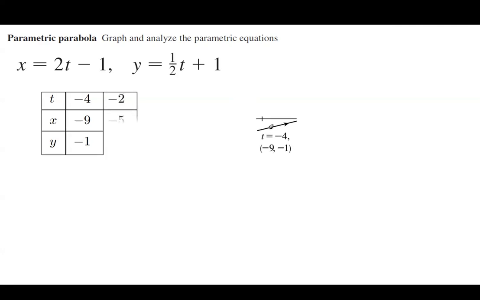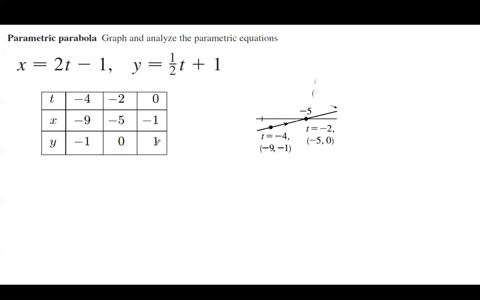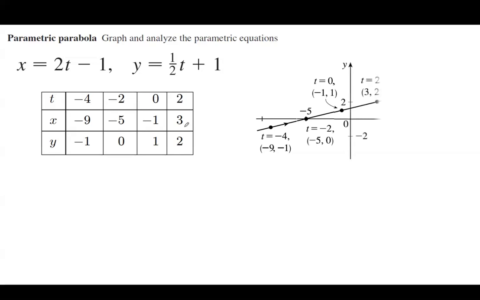When t is equal to -2, you have -5 and 0. This is your second point on this curve. When t is equal to 0, you get -1 and 1. This is the third point on your graph. And then if you plug in 2, as you can see, I'm using these values to make this simpler so I can get rid of the denominator. You have another point on the curve.